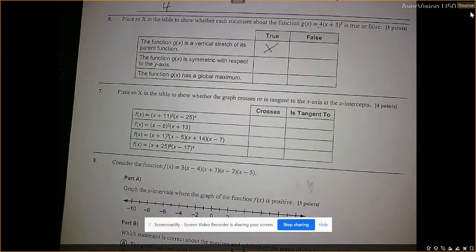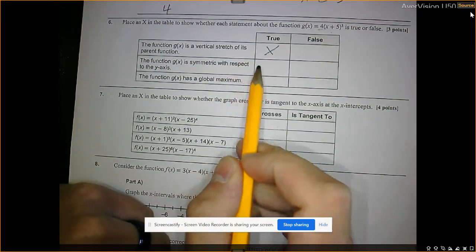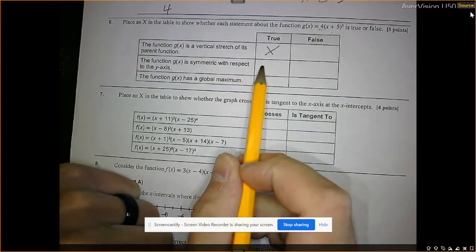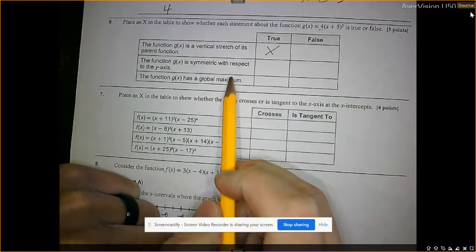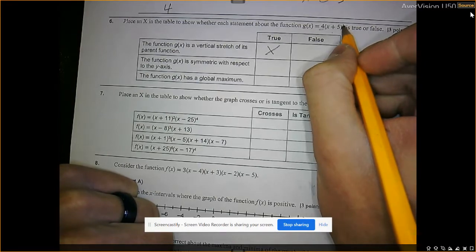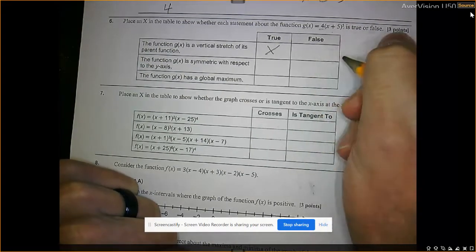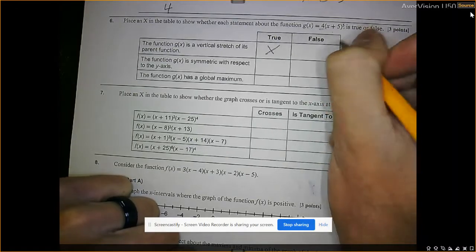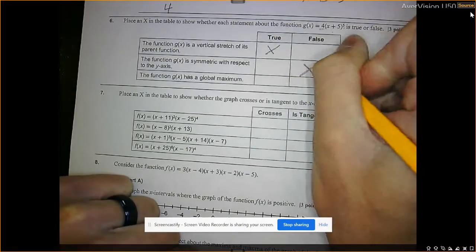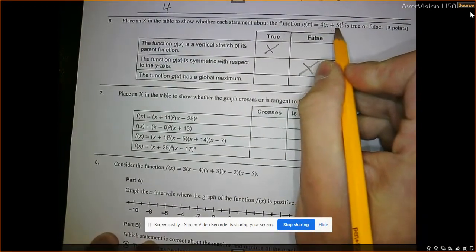Okay, now I go on and I think, is this going to be symmetric with respect to the y-axis? That means it has to be an even function. In order for it to be an even function, it has to have an even degree, and this doesn't. That's just step 1 of finding out if it's symmetric, but it doesn't even have an even degree, so that is false. Plus, this is going to shift it to the left 5, right?